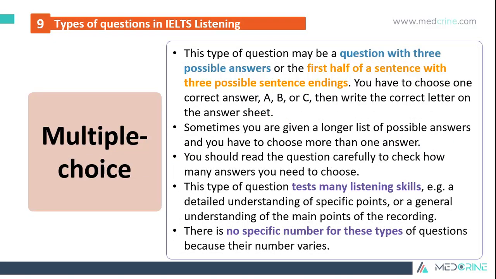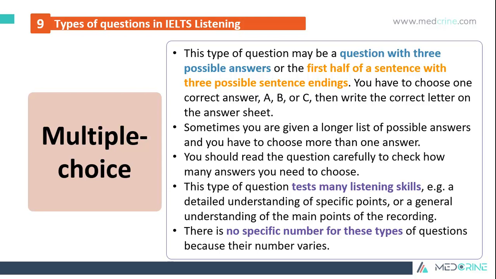What are the types of questions in IELTS Listening? The first type of question is a multiple choice question. In this type, you may be given a question with 3 possible answers or the first half of a sentence with 3 possible sentence endings. You have to choose one correct answer, A, B or C, and then you write the correct letter on the answer sheet. Remember, you write the correct letter, not the full wording.